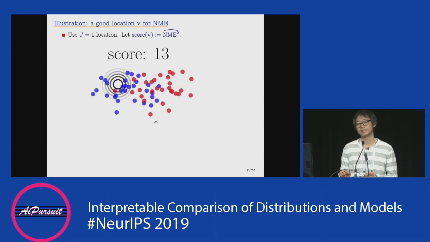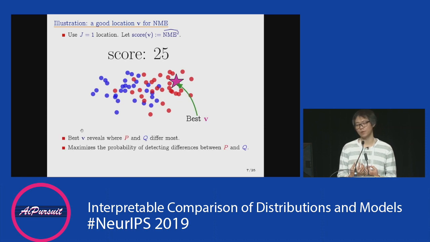on the right. So this point indicates the region that reveals where P and Q differ most. And by using this V, this particular location with the NME, it will maximize the probability of detecting the differences between P and Q, or maximizing the power.